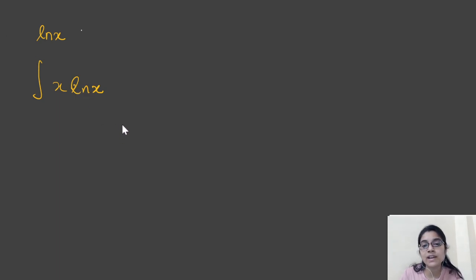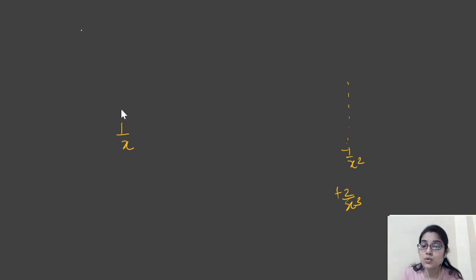Because differentiation of ln x will give you 1 by x. Okay, and then you are going to differentiate it, it is never going to end. That's why whenever in any question by parts is applicable and the function that is being used is ln x, don't use this trick. Else you can use this trick anywhere wherever by parts is applicable.